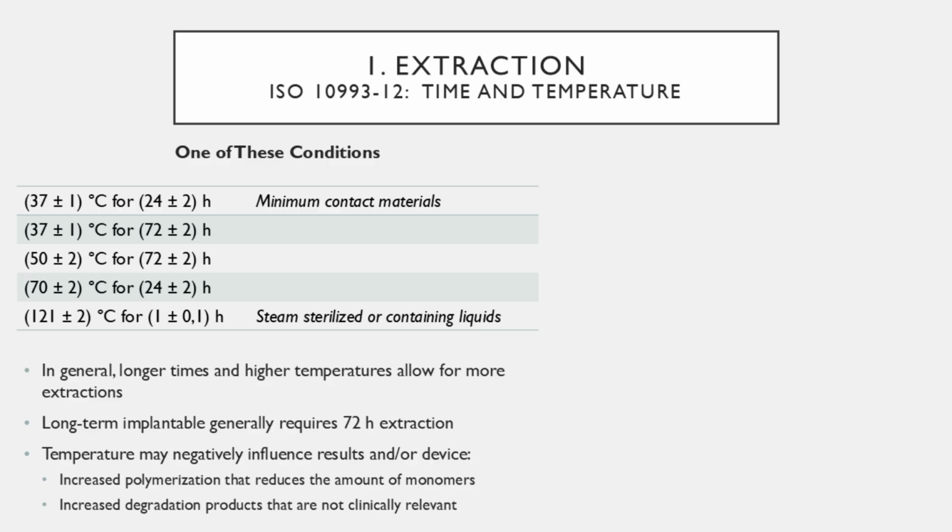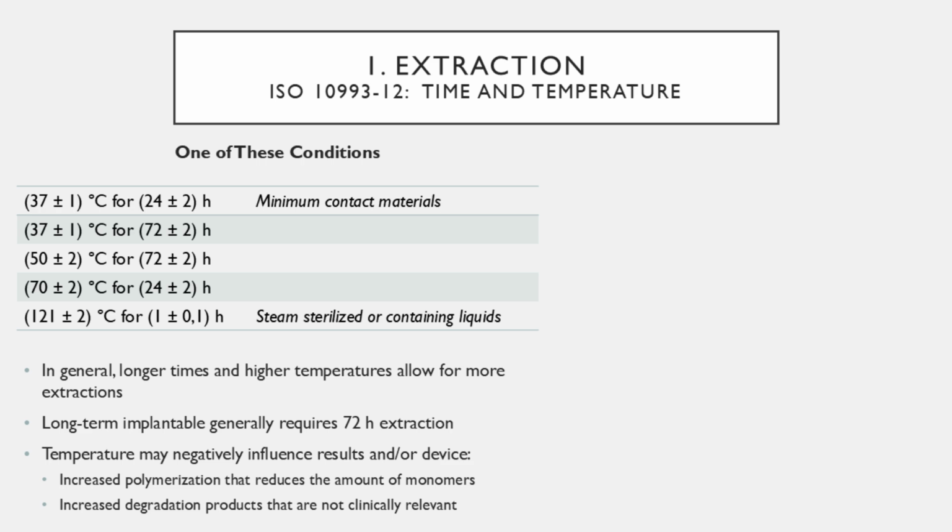However, you need to consider your own medical device needs. A lot of medical devices might have negative impact through higher temperatures. For instance, higher temperatures can increase polymerization that occurs and reduce the amount of extractable monomers that might have their own inherent risk. Or they might also increase degradation products that, while might be dangerous in themselves, just don't have a lot of clinical relevance. So it's up to the medical device company to pick something that's adequately representative of a worst case scenario, but also doesn't somehow go beyond a practical or a feasible, clinically relevant limit within their medical device.